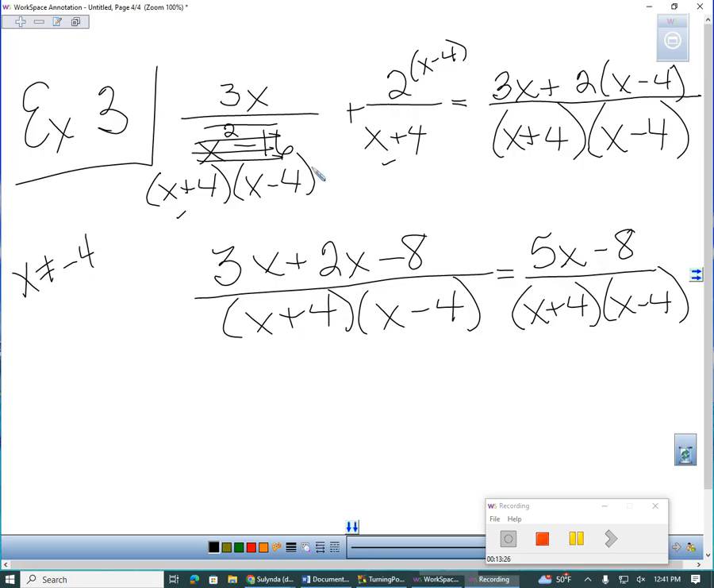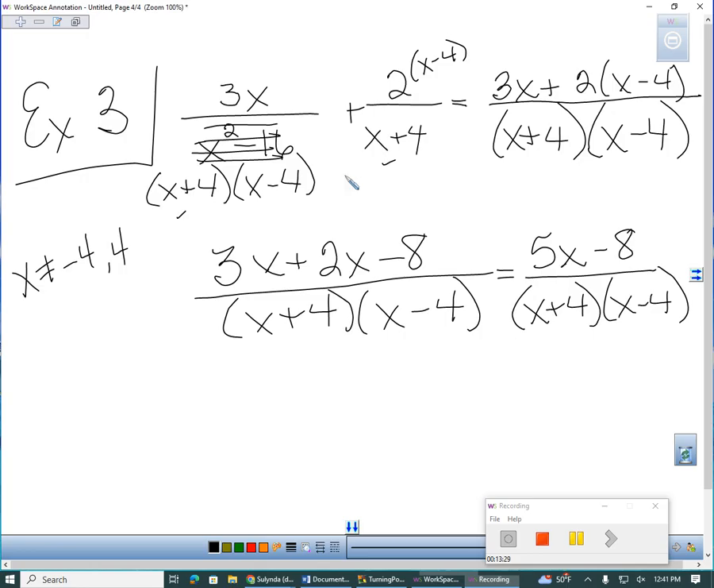Negative 4. The second one? Positive 4. How about this one? Which we already have, right? All right, so you guys, give me your questions. No, we're okay? It's almost like clearing the fraction. You're multiplying by what's missing. All right?